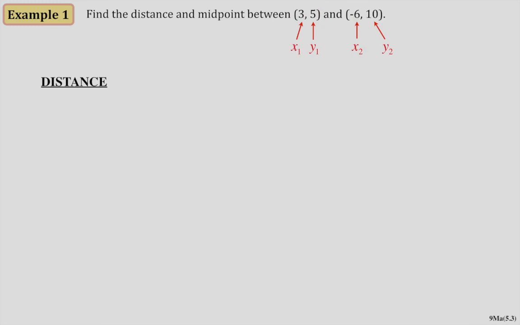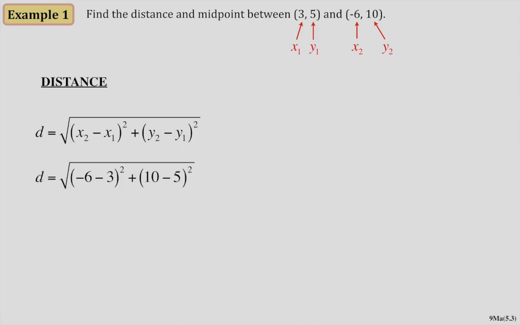Okay, let's use the distance formula. There's our formula. Now where I see x2, I can put minus 6 in its place. Where I see x1, I put a 3 in its place. Where I see y2, I put 10 in its place. Where I see y1, I put 5 in its place. So I plug those values in. Let's put that straight into my calculator, and it's about 10.3 units to one decimal place between those 2 points.